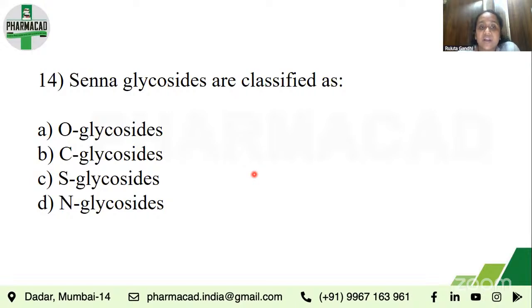Glycosides are classified as O, C, S, or N. So answer to this is O glycosides. This is direct. I can't discuss much more into this. If you know the classification, then you would be able to answer.